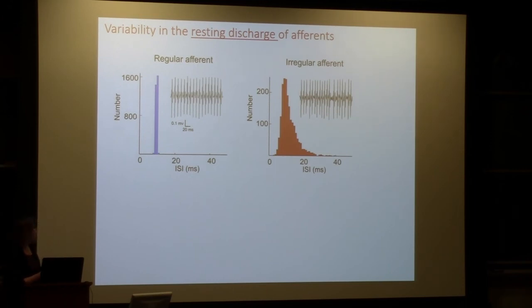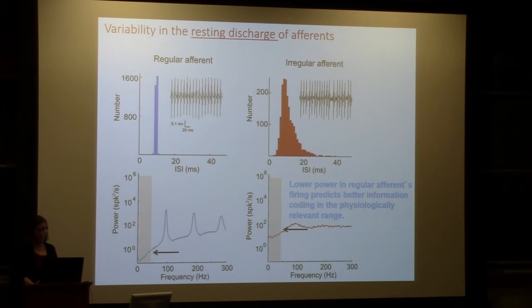And this is just supposed to make the point again that you have this variability in discharge for the regular and the irregular afferents, and you can see this difference in the inter-spike interval, right, where the regulars are very much fixed at about 10 milliseconds, and you see this broader spread of ISIs, inter-spike intervals, for the irregulars. So the idea is, because this is so much noisier, what you can do is a power spectra of that resting discharge.